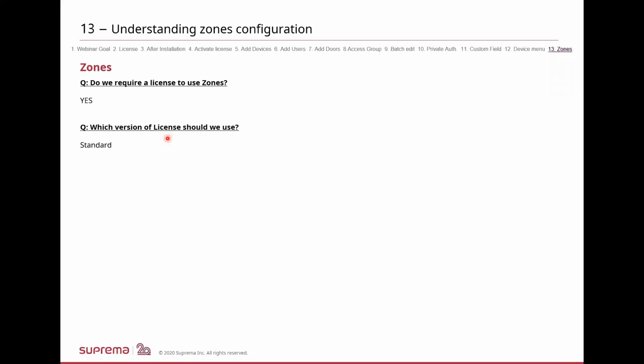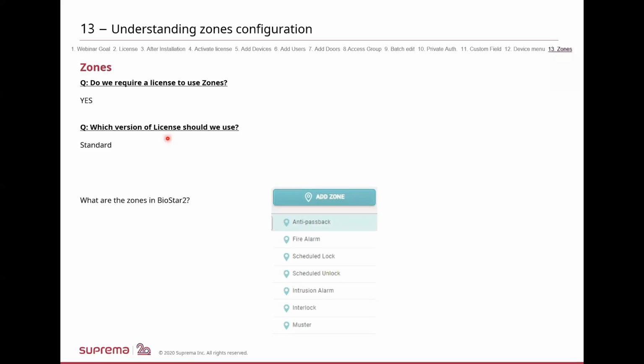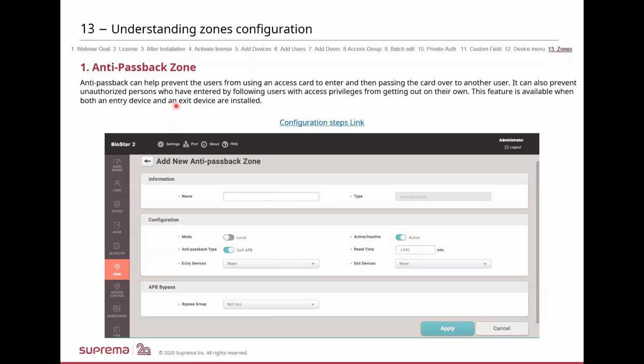What kind of zones do we have in BioStar 2? There is anti-passback, fire alarm, schedule lock, schedule unlock, intrusion alarm, interlock, and master zone. Very good. Let's go to the first one. So, anti-passback. What is the meaning of anti-passback? Let's read it together. Anti-passback can help prevent the user from using an access card to enter and then pass the same card to another person. I do believe this is straightforward, clear.